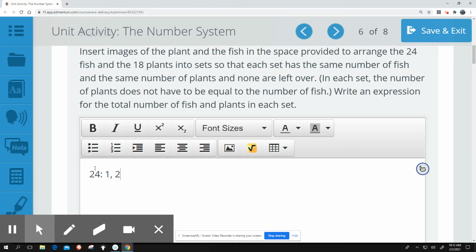1 times 24, 2 times 12, 3 times 8, 4 times 6, 5 won't go in and 6 is already there. So those are our factors of 24 and our factors of 18. 1 times 18, 2 times 9, 3 times 6, 4 doesn't go in, 5 doesn't go in, 6 is already there. So those are our factors.